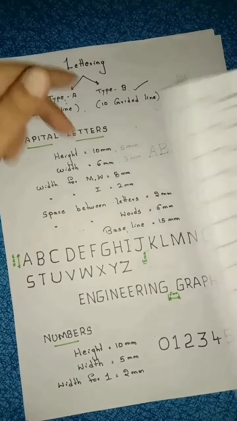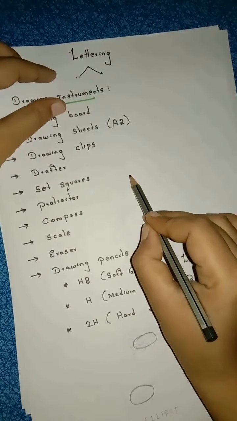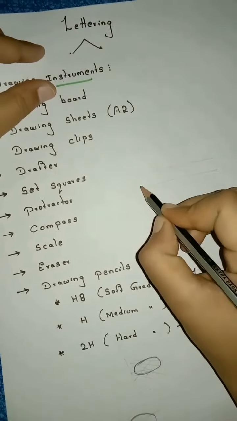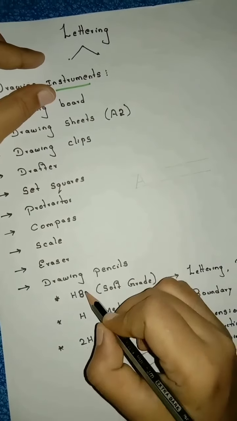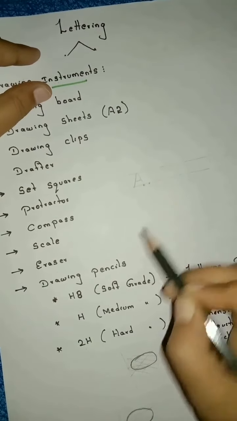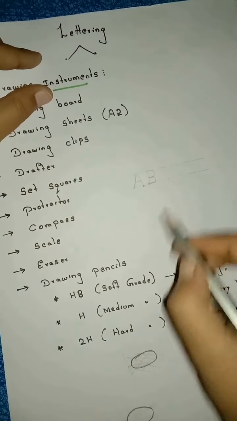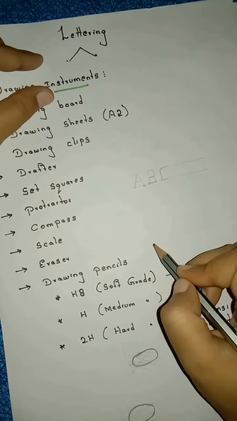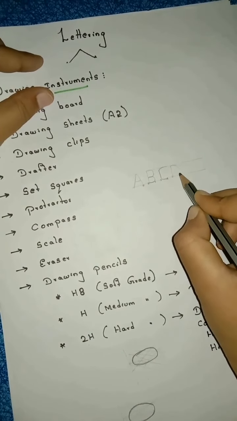So once again I am saying how to write lettering. Take 10 mm height. Start from here. Write the letter A. This is the end part now. From here leave 2 mm. Write the letter B. Again from here leave 2 mm. Write the letter C. This is the end one now. Again leave 2 mm. Write the letter D.